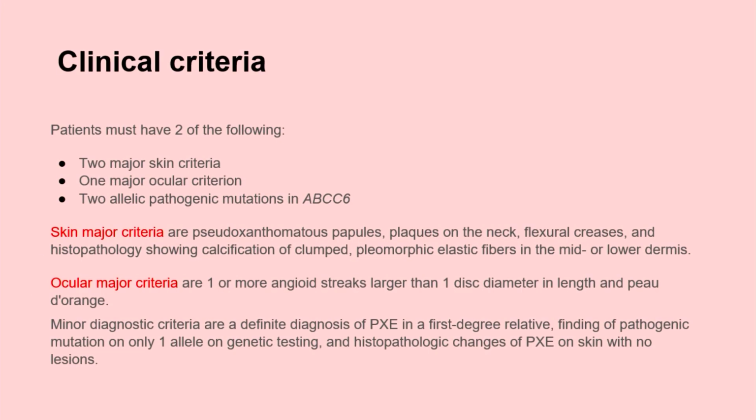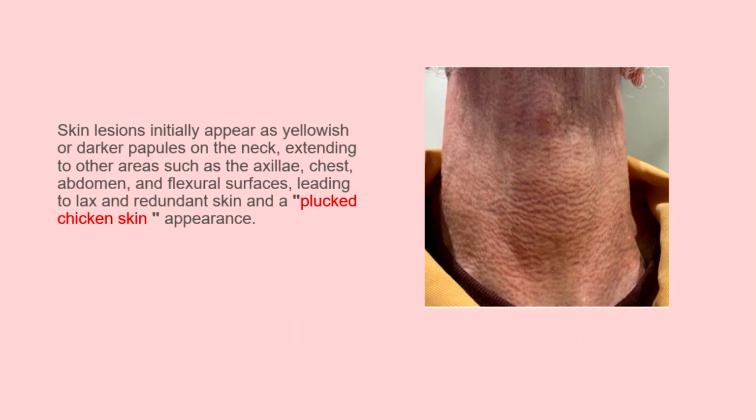So the criteria are two major criteria, skin and ocular, and two mutations should be there in ABCC6. The skin criterion is the plucked chicken skin appearance on the neck. That is papules on the neck extending to the axilla, chest, abdomen, and flexural regions. This is the typical appearance of pseudoxanthoma elasticum.